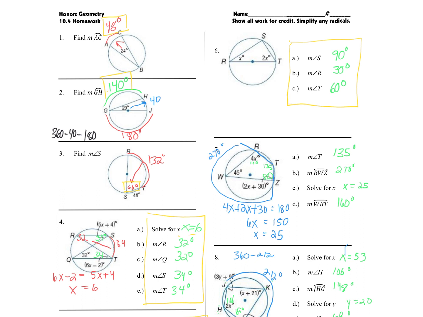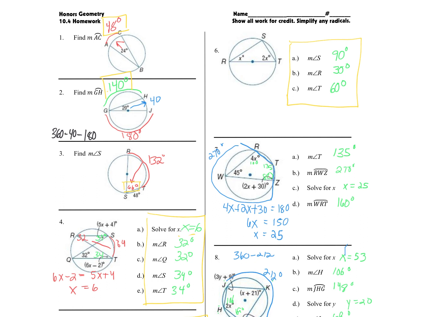Next one, number 7. We needed to find that x was 25 before we could get started here. If it asks us for the measure of angle T, if this is 45, then we know that angle W and angle T are supplementary. They have to equal 180. So if this is 45, this has to be 135 to give us 180.